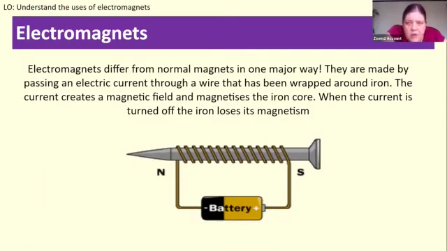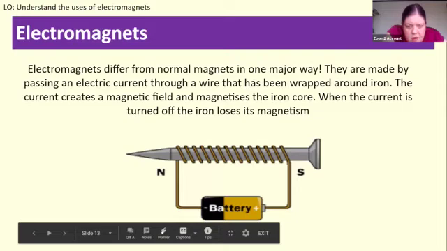Okay, and here we've got our electromagnets. They differ from normal magnets in a major way. They are made by passing an electric current through a wire that has been wrapped around the iron. So you can see that it has been wrapped here, and this creates a magnetic field that magnetizes the iron core. When the current turns off, it stops. Okay, hopefully that has helped.